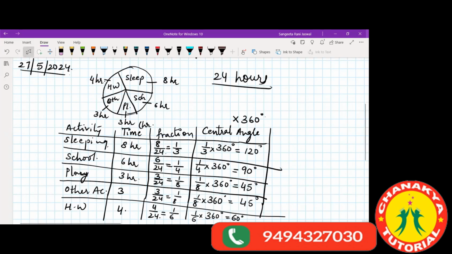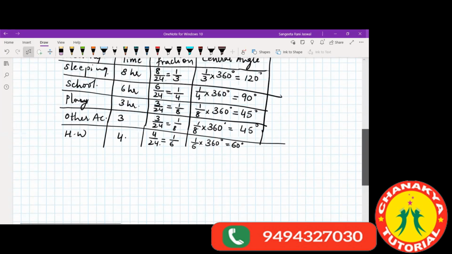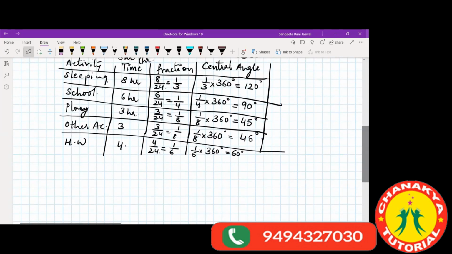Understood, children? Now we will see how to plot this on a pie graph. Now see, this is already made here, so we don't have to make it again. But if I had to make it with this data given, how would I do that? That I'll show you. Otherwise, this is already given to you here. So, chalo, I'll show you how to make that. So if we are given all this information, how do we make a pie graph then?